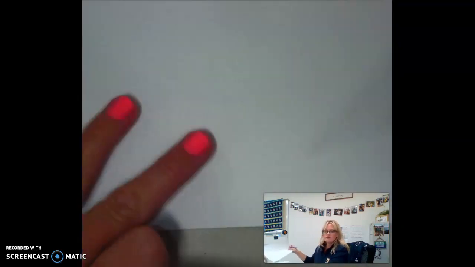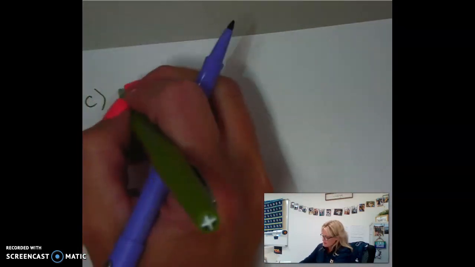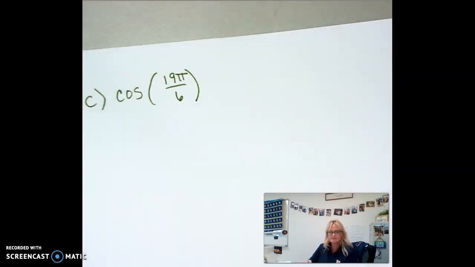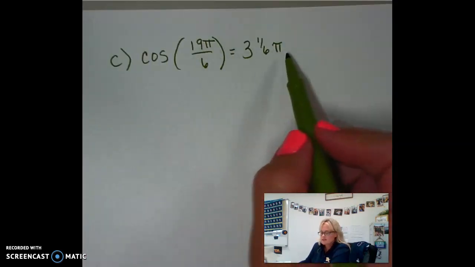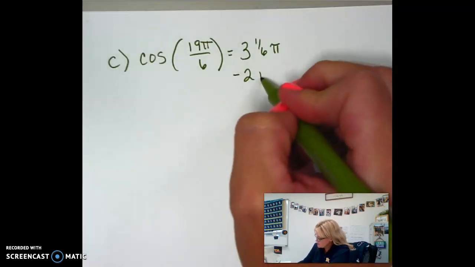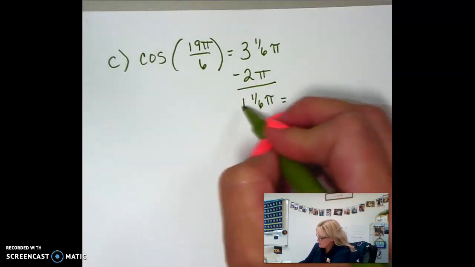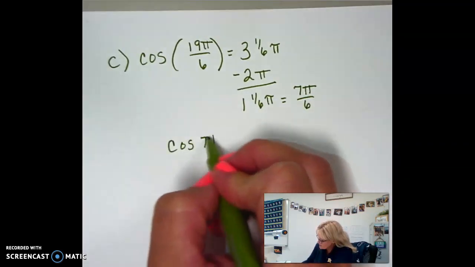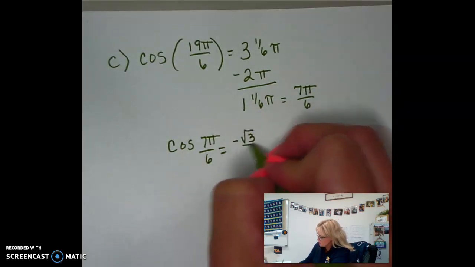So on your own, I want you to try finding the cosine of 19 pi over 6. 19 pi over 6 is the same as 3 and 1/6 pi. That is too many, so I'm going to take out a 2 pi, and now I'm left with 1 and 1/6 pi, which is the same as 7 pi over 6. Now I can find the cosine of 7 pi over 6. When I use my unit circle, cosine is my x value, so that is negative square root 3 over 2.